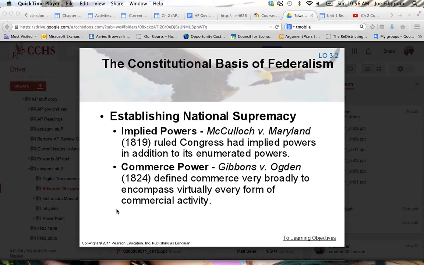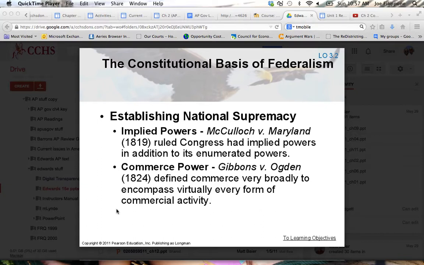And it went all the way to the Supreme Court, and they ruled that Congress had implied powers in addition to its enumerated powers. And really what that is saying is that they have powers that are necessary and proper to carry out their enumerated powers. Okay, kind of a weird thing there, but that's what the Supreme Court basically said, that they have implied powers that aren't listed in the Constitution, but they help them carry out their enumerated powers.